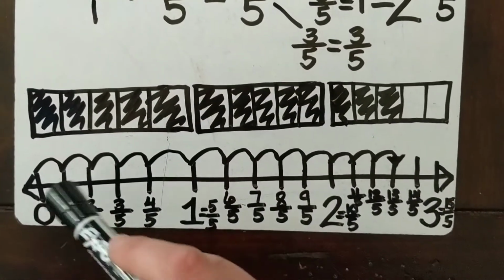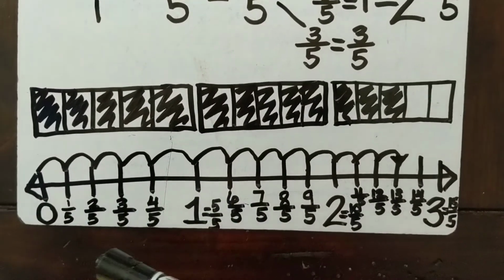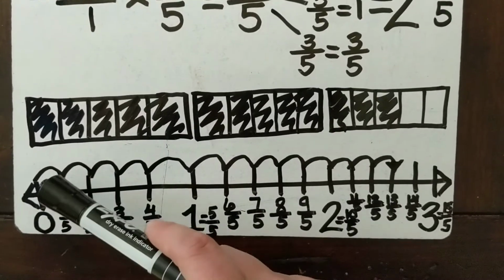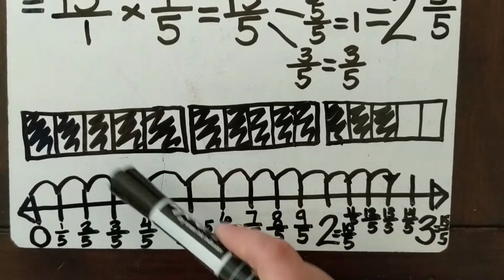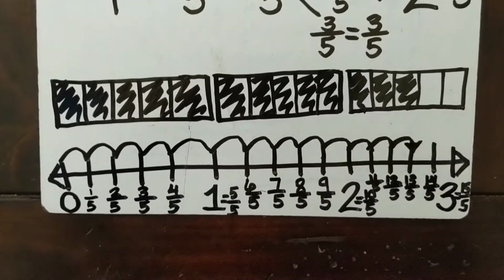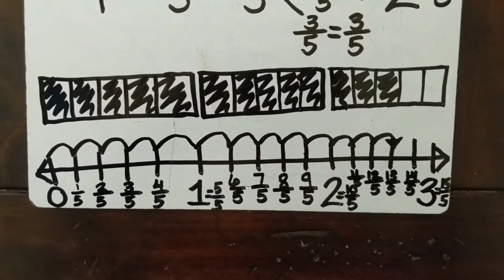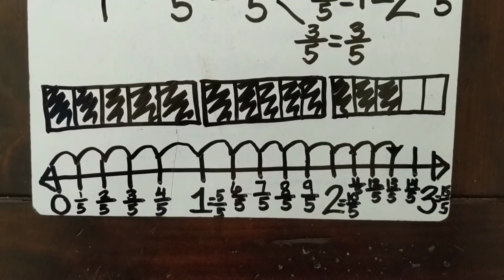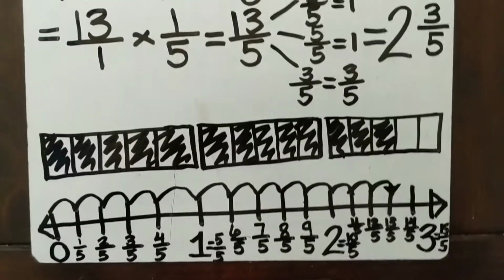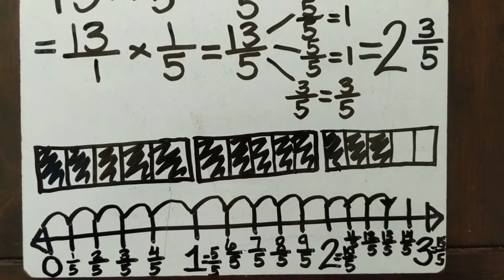Because again, what I want you to think of is you're doing 13 times 1/5. So essentially, you're going 1, 2, 3, all the way. 13 times 1/5 means you're adding 1/5 at a time if we talk about it in repeated addition, or the easier way is to multiply. So I hope that is helpful for all of you.